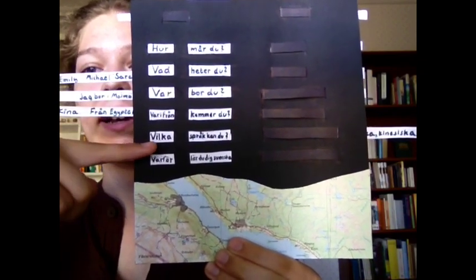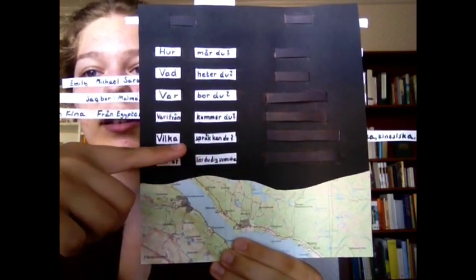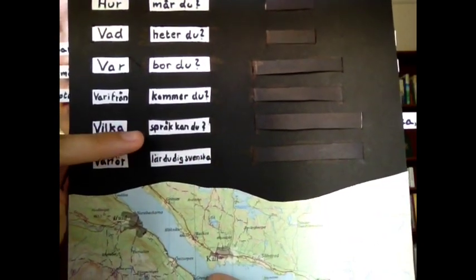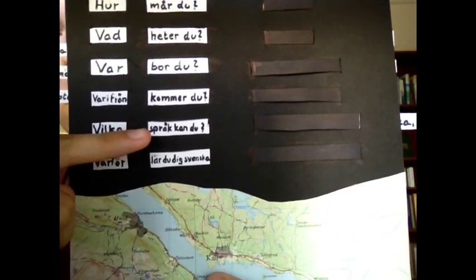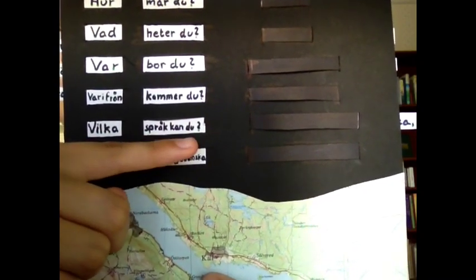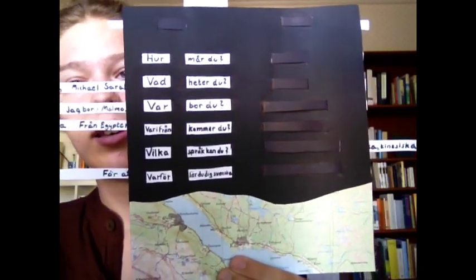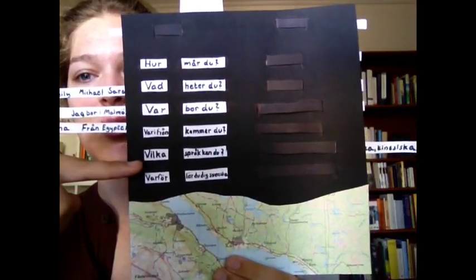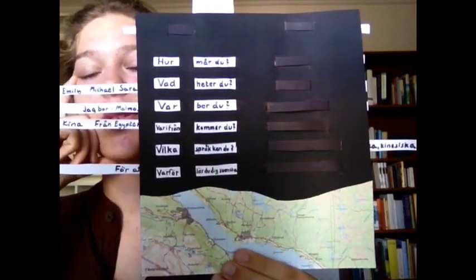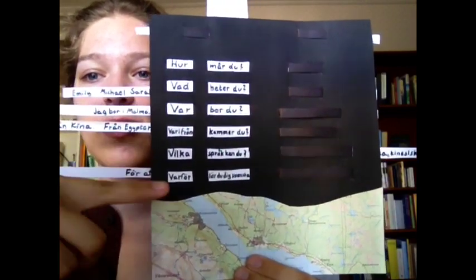And then we have vilka, the plural which. And then, I don't know if this is difficult to read perhaps, but språk, that is languages, kan, du, you. So what languages do you speak? What languages can you? I mean, that wouldn't sound very good in English, but it sounds good in Swedish. And then we have varför.